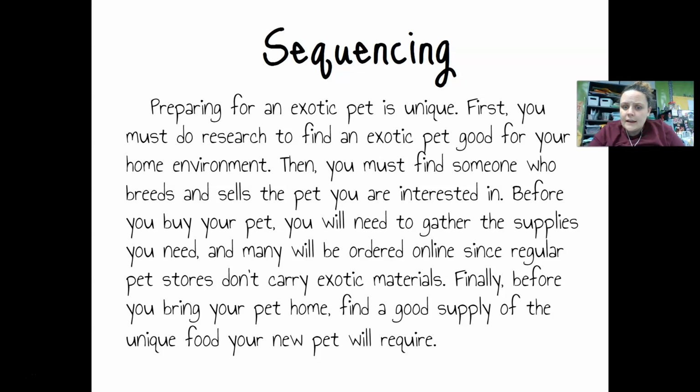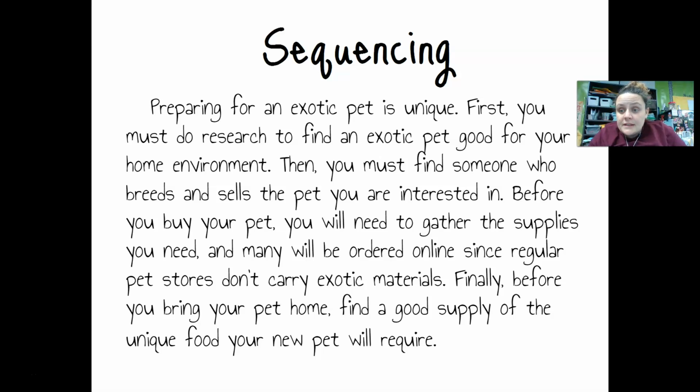Preparing for an exotic pet is unique. First, you must do research to find an exotic pet good for your home environment. Then, you must find someone who breeds and sells the pets you are interested in. Before you buy your pet, you'll need to gather the supplies you need, and many will be ordered online since regular pet stores don't carry exotic materials. Finally, before you bring your pet home, find a good supply of unique food your pet will require.